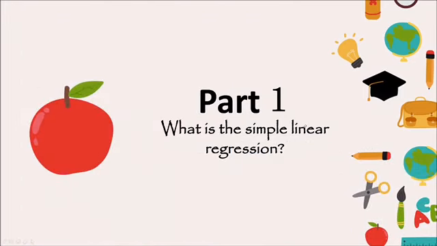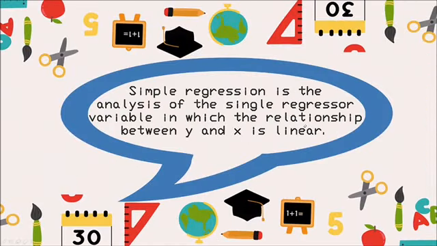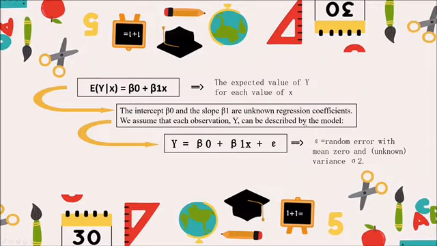Part 1 and Part 2 will be presented by Ridhamelia. Part 1. What is simple linear regression? Simple regression is the analysis of a single regressor variable in which the relationship between y and x is linear. Y given x equals beta 0 plus beta 1 times x. This is the expected value of y for each value of x.